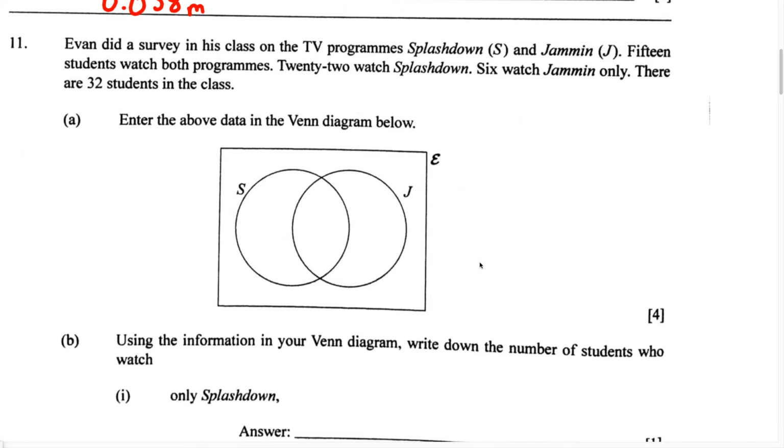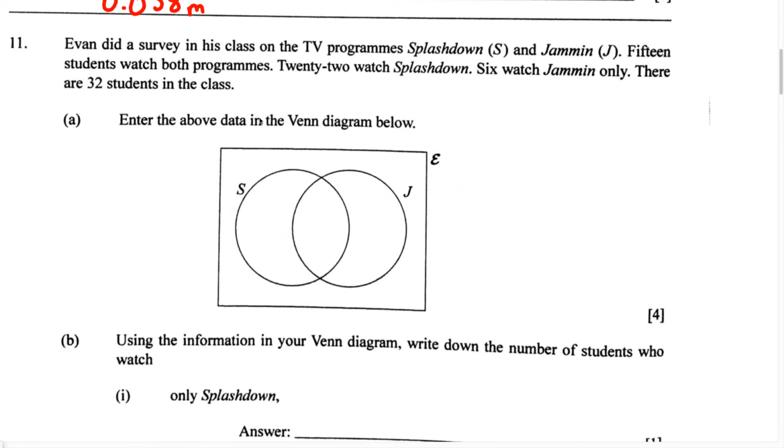Okay, so they give us this Venn diagram and they give us all the information in the question. Now it is very important to read this question once again and try to understand what it's saying. All of the information is going to be found in this question. If you can understand this question, you are able to solve the problem. So it says, Evan did a survey in his class on the TV programs Splashdown and Jammin'. So these are the two sets, set S and set J, as we can see.